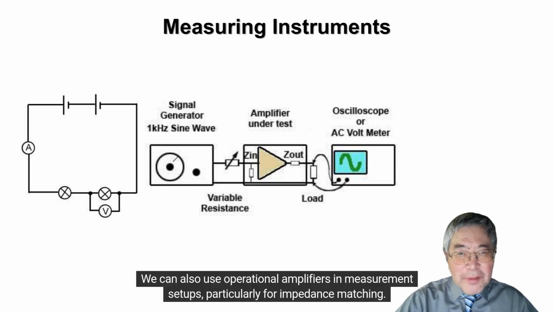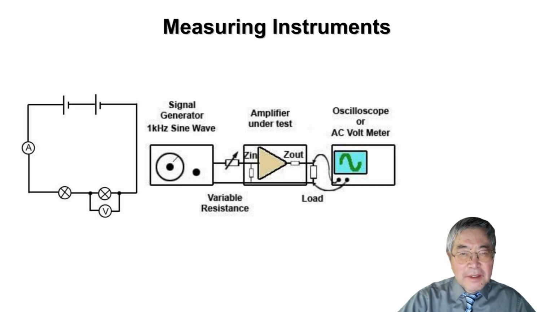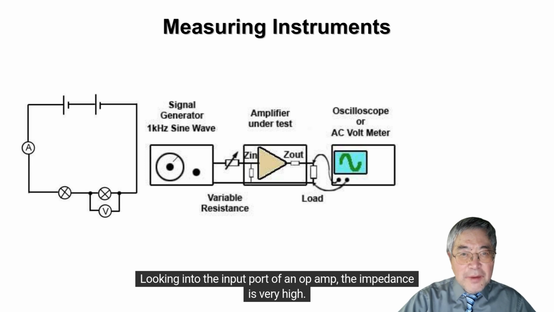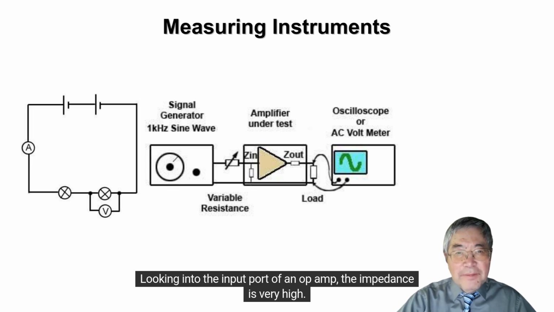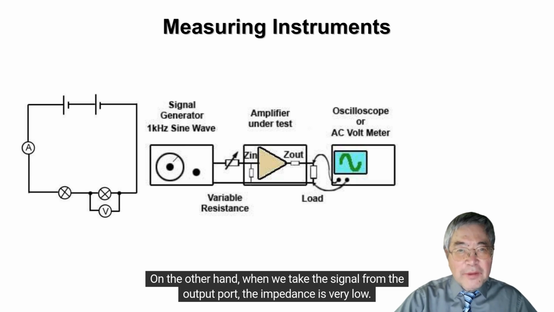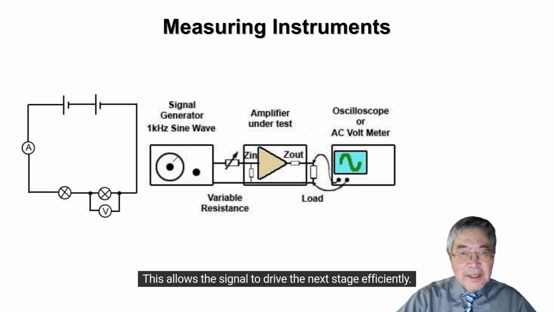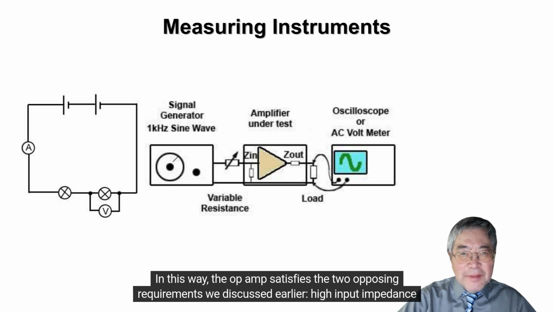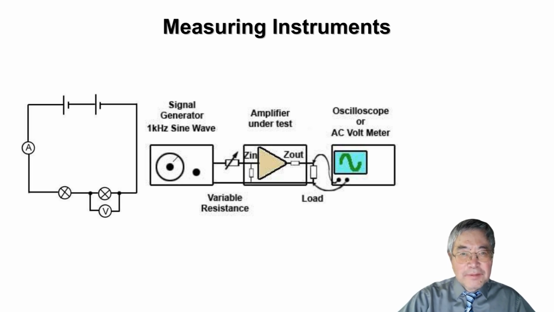We can also use operational amplifiers in measurement setups, particularly for impedance matching. Looking into the input port of an op-amp, the impedance is very high. This means it can capture a signal from a source without significantly loading it. On the other hand, when we take the signal from the output port, the impedance is very low. This allows the signal to drive the next stage efficiently. In this way, the op-amp satisfies the two opposing requirements we discussed earlier, high input impedance and low output impedance.